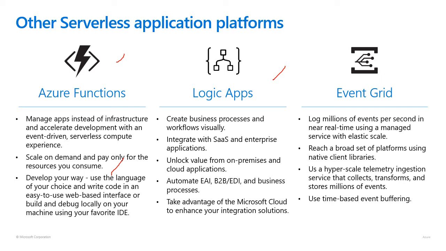The odd man out here is the Event Grid. So the Event Grid is literally an environment where it listens to millions of events per second in near real time using managed services at elastic scale. It uses hyperscale telemetry ingestion that collects, transforms, and stores millions of events, and it also uses time-based event buffering. A great use case of Event Grid, and what I've personally seen where it is used a lot, is in IoT environments.